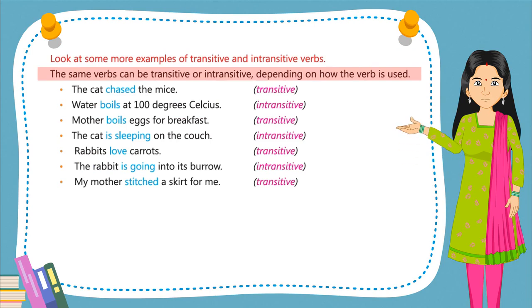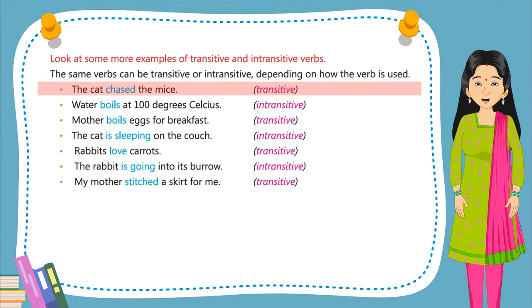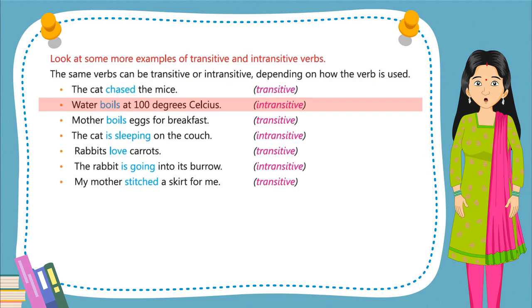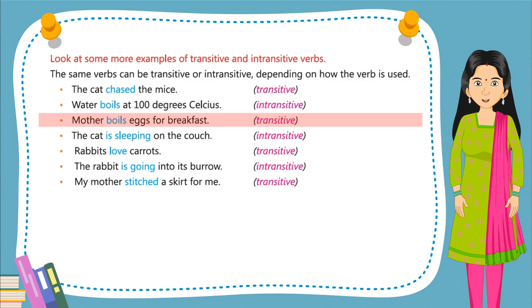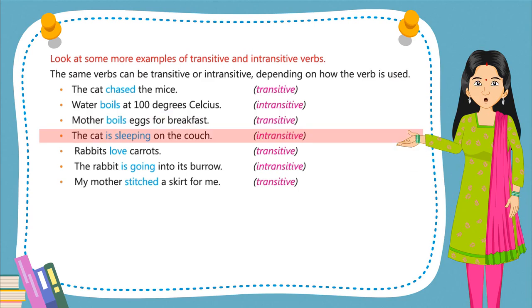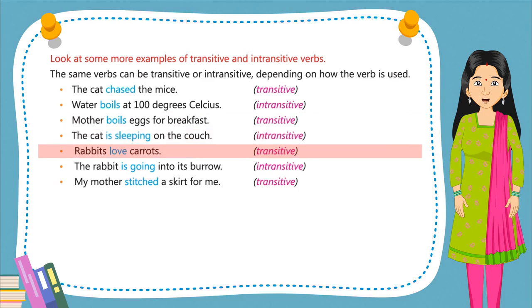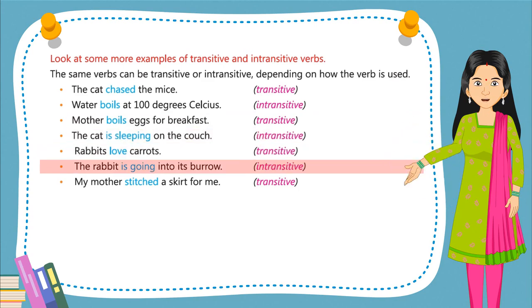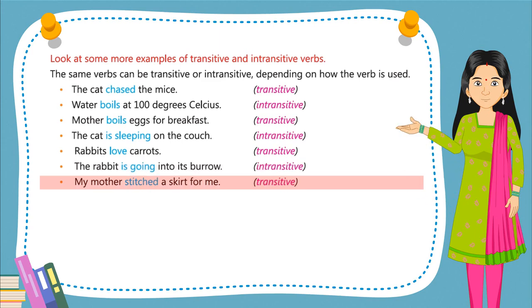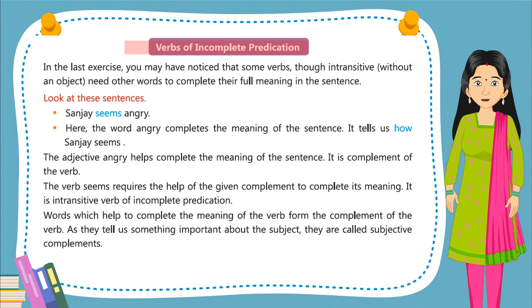The same verbs can be transitive or intransitive depending on how the verb is used. 1. The cat chased the mice. Transitive. 2. Water boils at 100 degrees Celsius. Intransitive. 3. Mother boils eggs for breakfast. Transitive. 4. The cat is sleeping on the couch. Intransitive. 5. Rabbits love carrots. Transitive. 6. The rabbit is going into its burrow. Intransitive. 7. My mother stitched a skirt for me. Transitive. Verbs of incomplete predication.